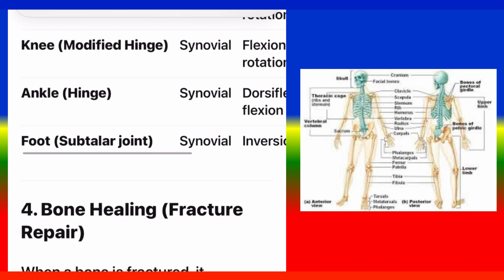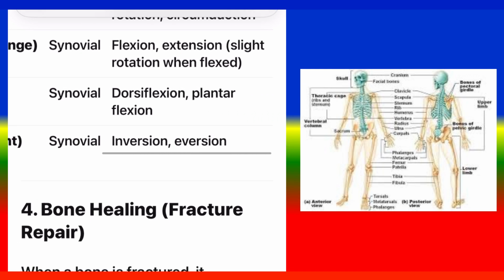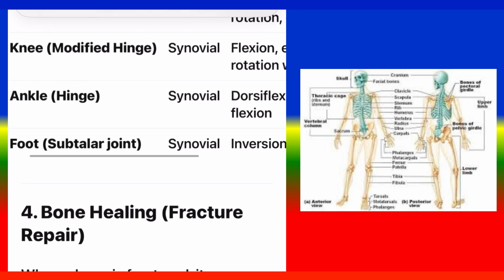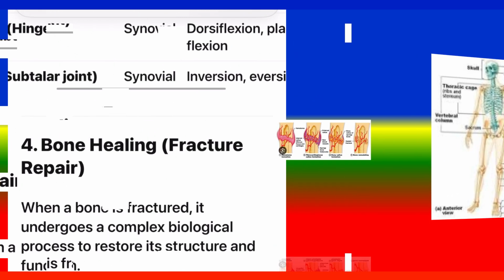Knee, modified hinge: flexion, extension, slight rotation when flexed. Ankle, synovial: dorsiflexion, plantar flexion. Foot, subtalar joint: inversion, eversion.